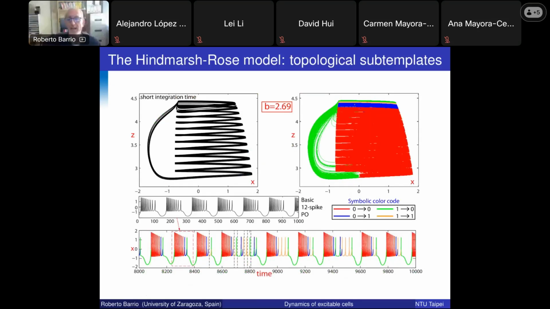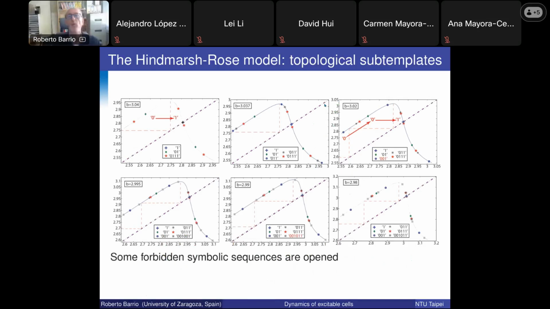In this case, we have a lot of red color because now we have a lot of 0 to 0 symbolic names. That means we have long 0, 0, 0, 0 and later ones and so on, that is not possible in the other case. So this gives an idea: what we have are topological subtemplates. That means we can study the first return map in these cases, the connections and so on.